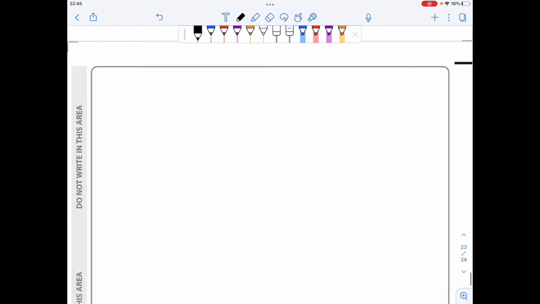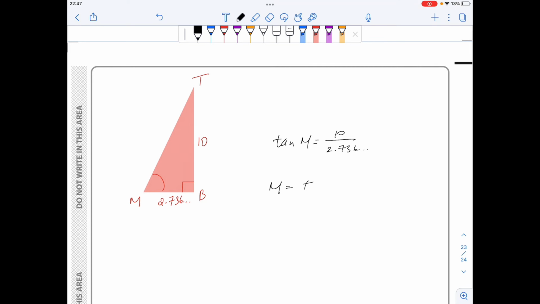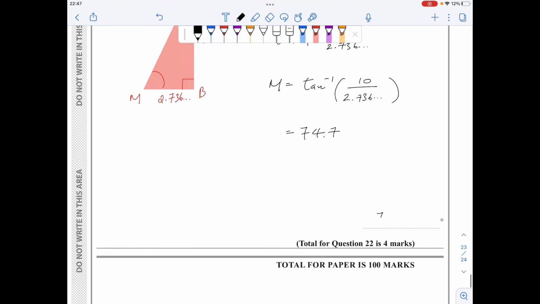And then if I take the red triangle, which is the standing one, I will get the following. Hence, to find angle M, I'll do tan of M equals opposite over adjacent. So M is the inverse tan of this number. And if you put this on the calculator, you will get 74.7 degrees. And that's my final answer.